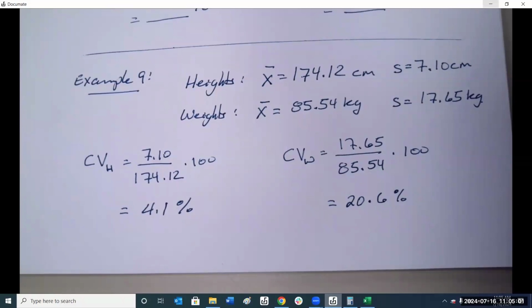So what does that tell you? That the heights are more proportional than the weights. Well, think about it. Can you control your height? Can you control your weight? So yeah, that's why if you leave it to us to take care of ourselves, it's not going to happen. That's what this is telling us. Nature's off by 4.1%. We're off by 20.6%.